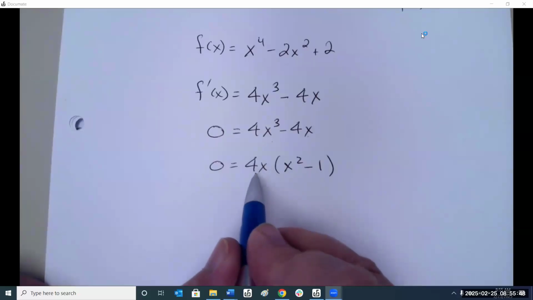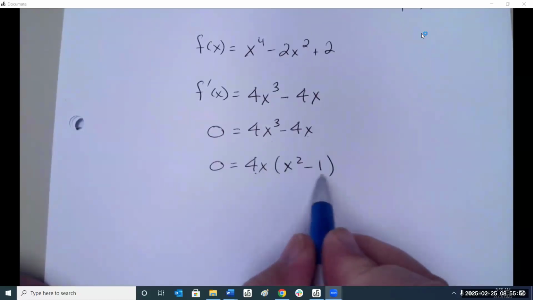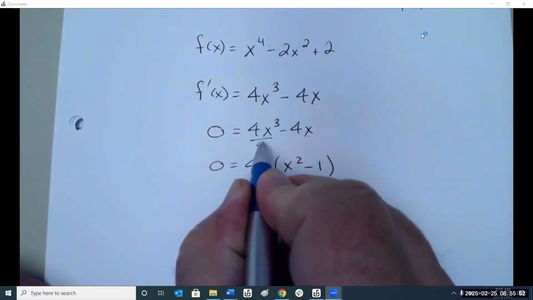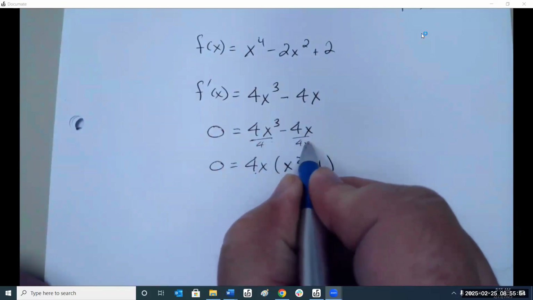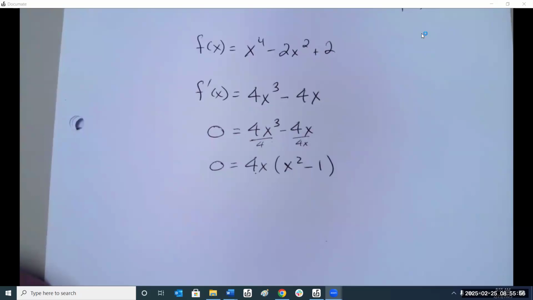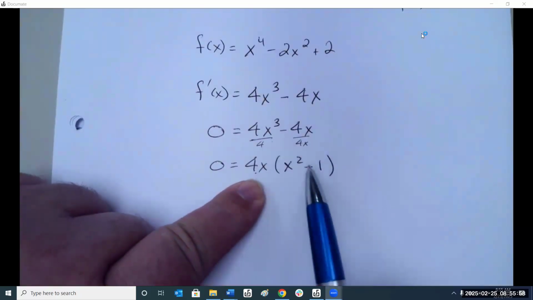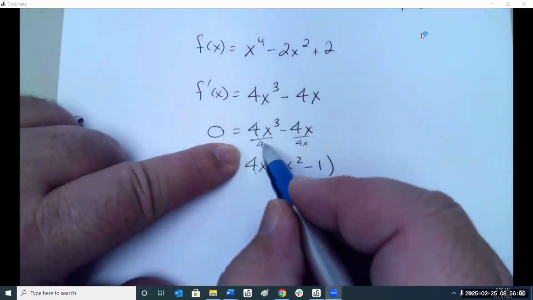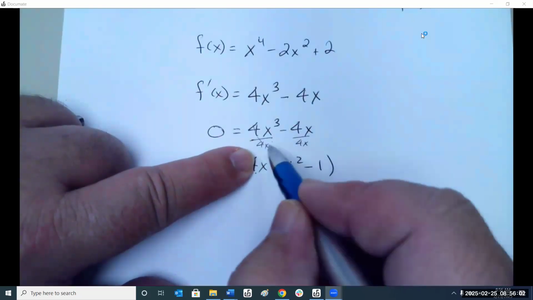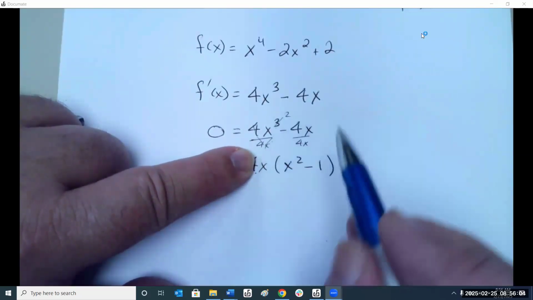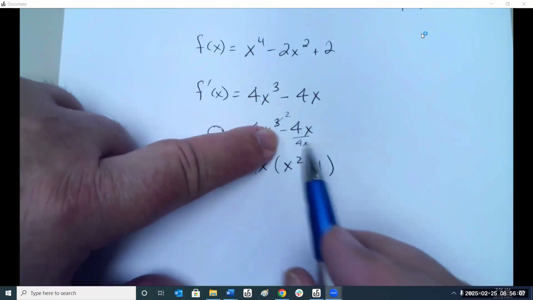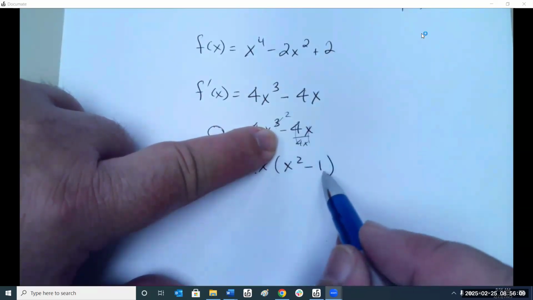Whenever you factor something out, to determine what goes in the parentheses, divide those. Since I took it out, I want to see what's left. So the 4's cancel. 1x cancels. So I have x squared. The 4's cancel, the x cancels, leaves me 1.